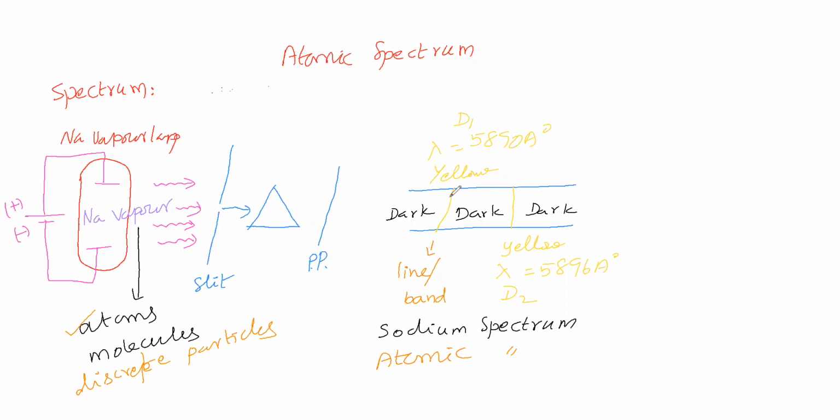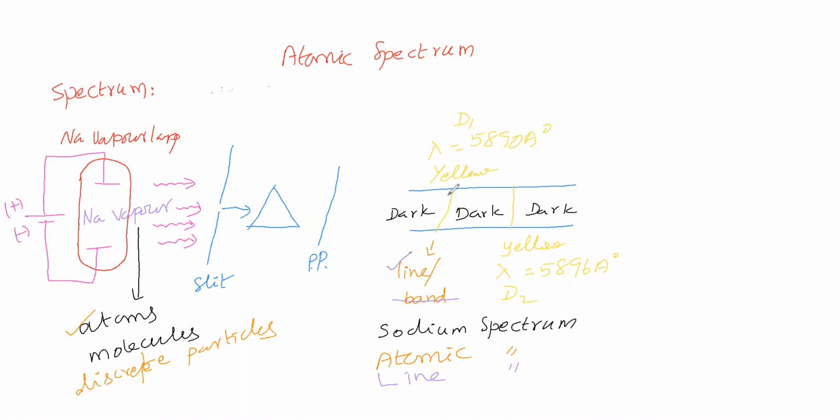Now you say this yellow color is at so and so wavelength, which indicates line or band. You think about it. So we can say this is a line spectrum. You are saying that this is a line, and this is also a line. So you are calling this a line spectrum because it contains lines.